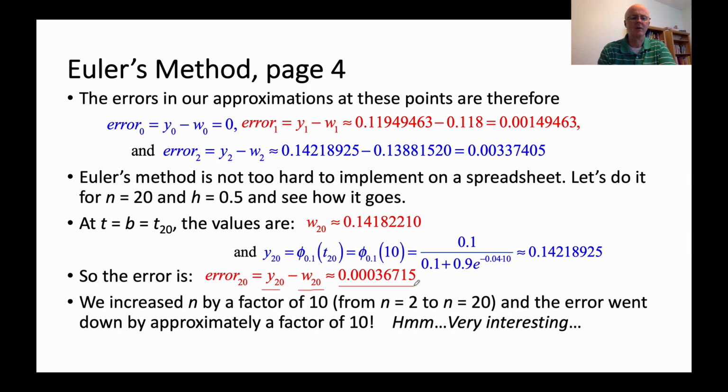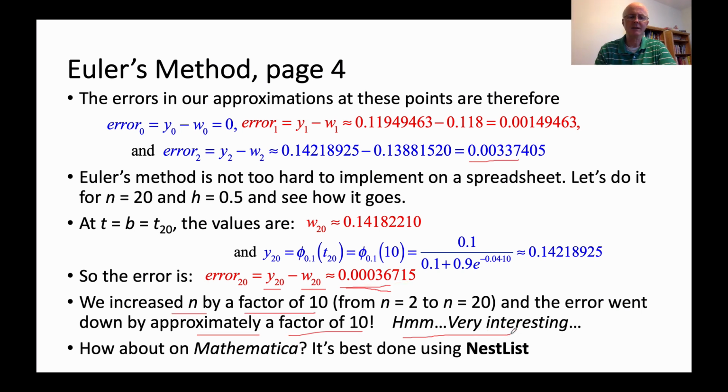What happened here? We increased n by a factor of 10 from 2 to 20. The error, if you recall from when n was 2, well, it's right up here, 0.003 approximately, added another 0 effectively, 0.0003, up to some rounding. It went down by approximately a factor of 10. Very interesting. I wonder if such an observation always holds, at least approximately.